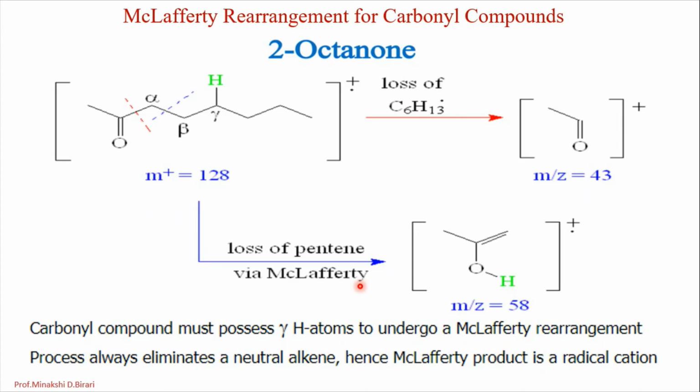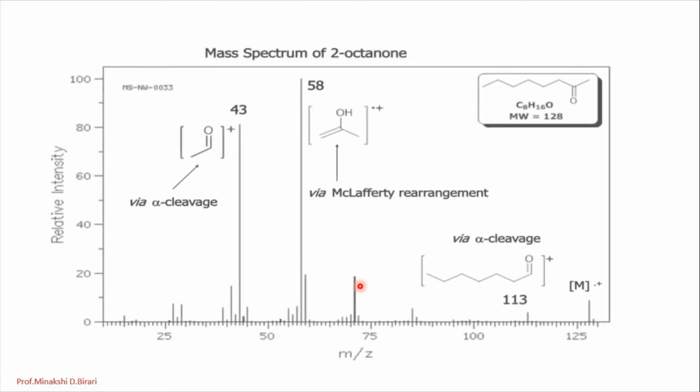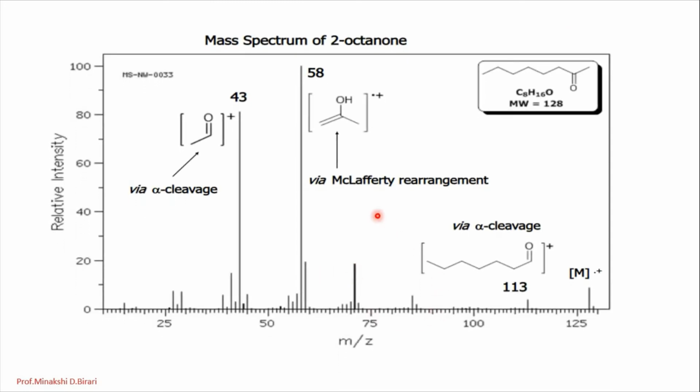And we know that in McLafferty rearrangement, a neutral alkene is eliminated and the product is a radical cation, the enol radical cation, which can be observed in the mass spectrum also. So let us see the mass spectrum of 2-octanone. Via alpha cleavage, the peak is observed at mass to charge ratio 43 due to the formation of such a cation, and via McLafferty rearrangement, the peak is observed at mass to charge ratio 58.